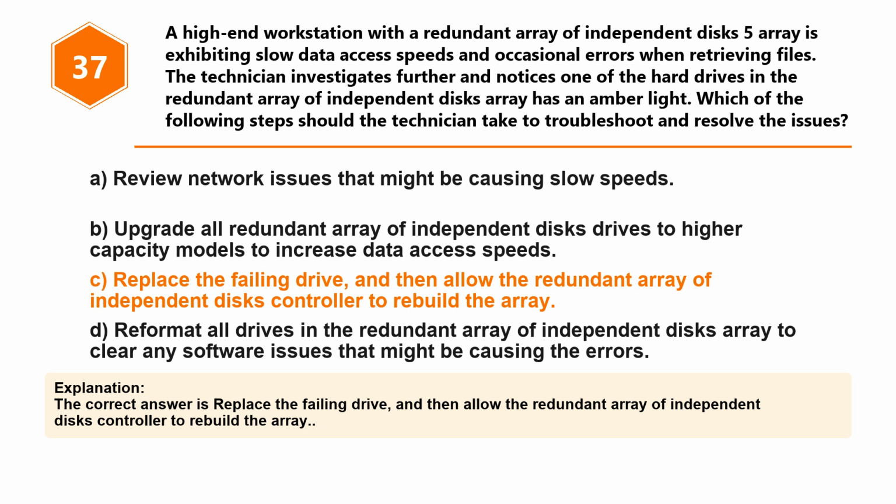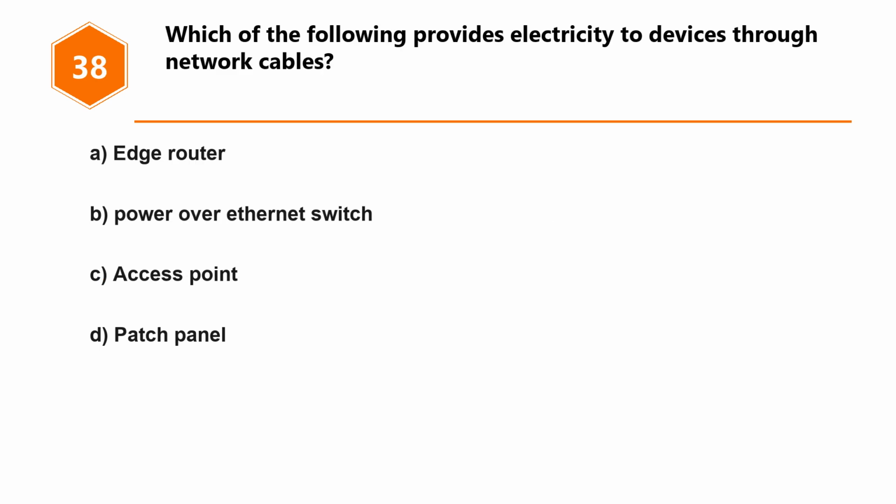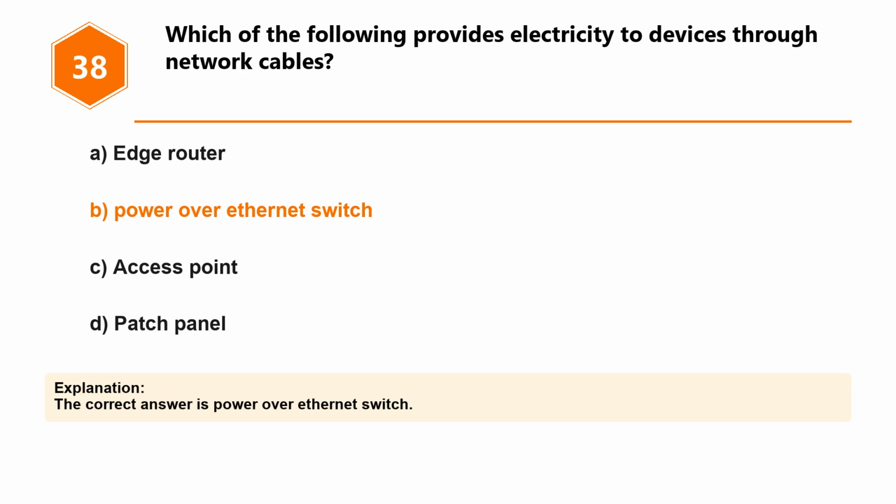Question 38. Which of the following provides electricity to devices through network cables? Option A. Edge router. Option B. Power over Ethernet switch. Option C. Access point. Option D. Patch panel. The correct answer is option B. Power over Ethernet switch.